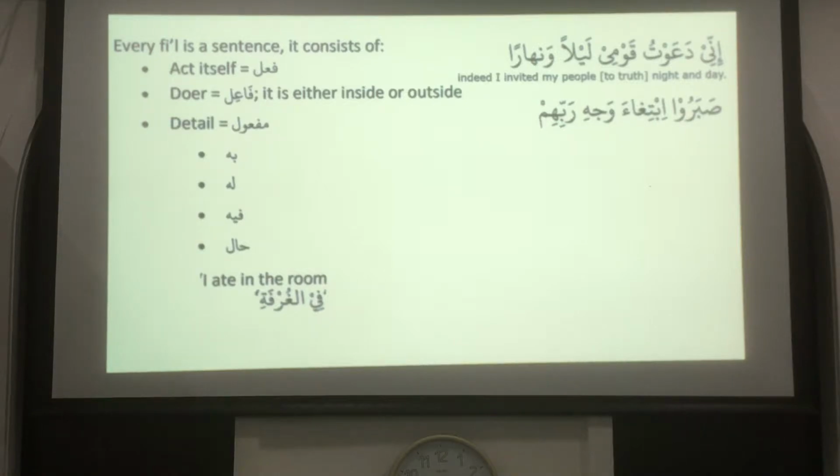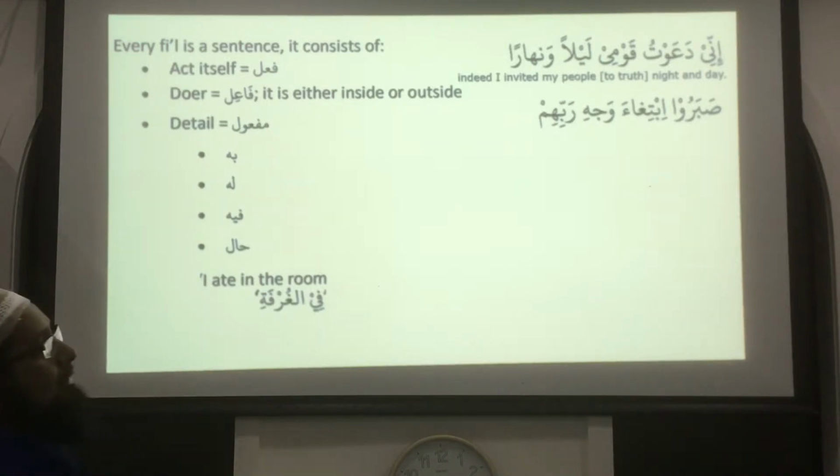Okay, this one, Sabaru. This is a very beautiful ayah. Sabaru ibtagha'a wajhi rabbihim. What does Sabaru mean? Not only patience. Sabar is a verb here. Don't say patient. What is the other word for patience? They persevered. Like Nasaru. Then do you have to look for an outside doer? No, because it's not the he or she version. So they sabaru, meaning they persevered.